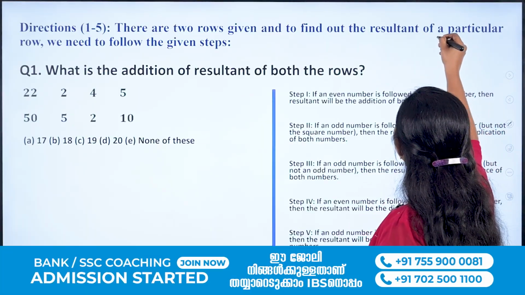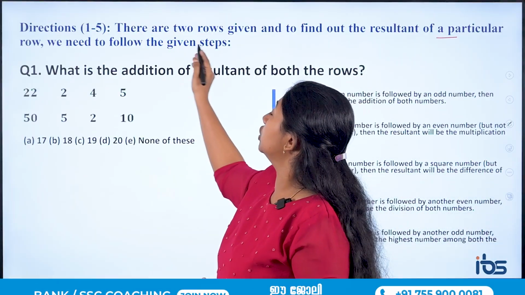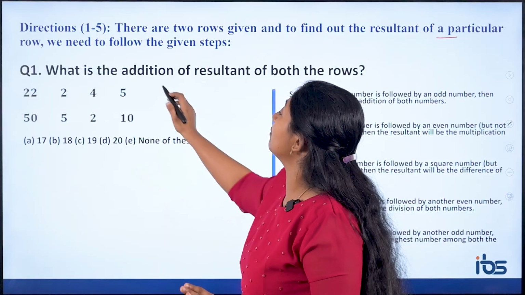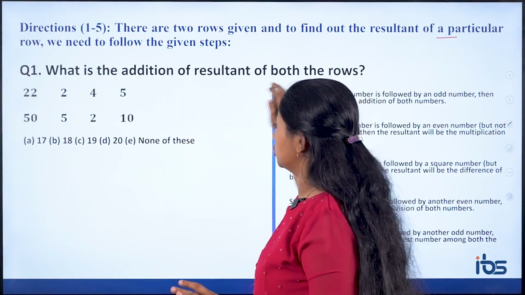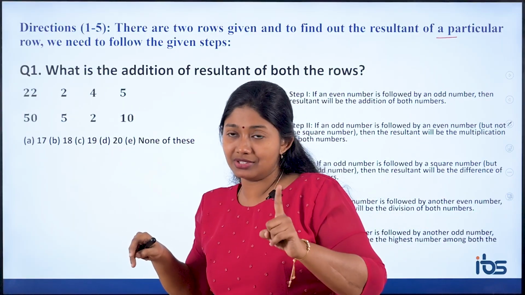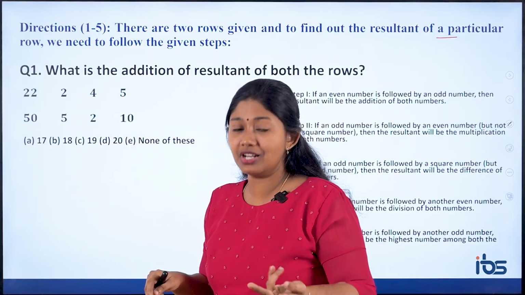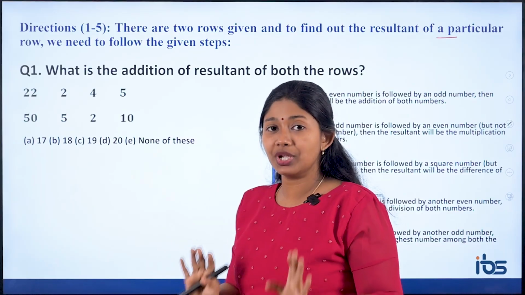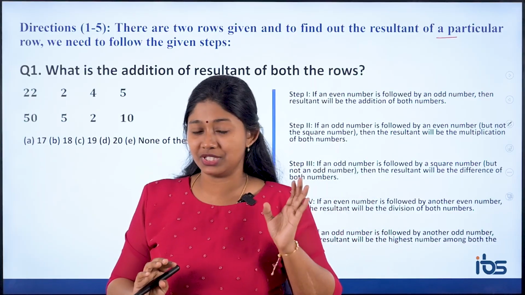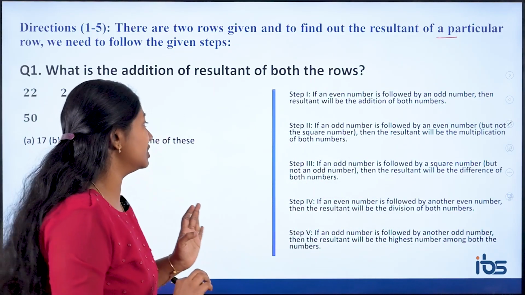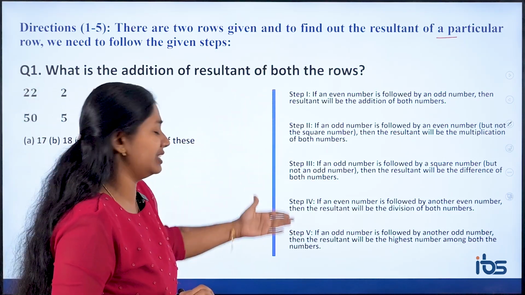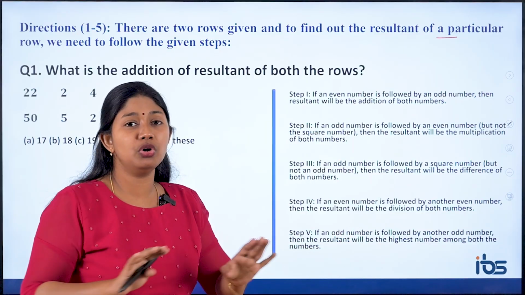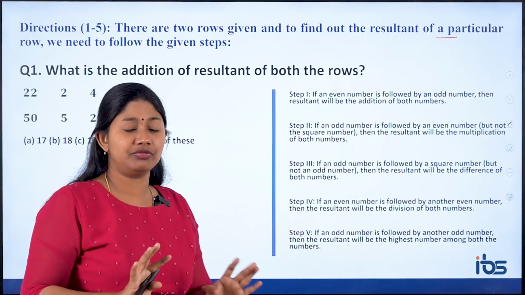So we have to find the resultant of a particular row. We need to follow the following steps. This is what is being given. You have to find the addition of the resultants of both the rows. From row 1 you will get one result, from row 2 you will get another result. You have to add these two numbers and mark the answer. To get those numbers we have to follow some steps depending on the condition. First of all, don't go through all these steps. Just have a look at the condition, or else it's a wastage of time.